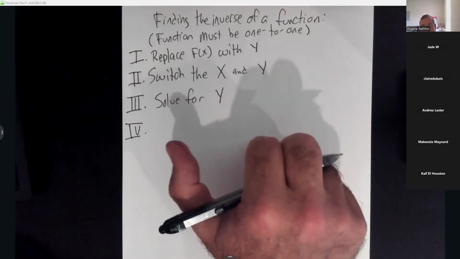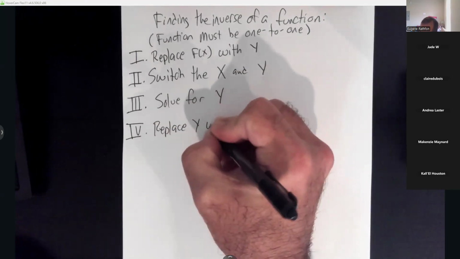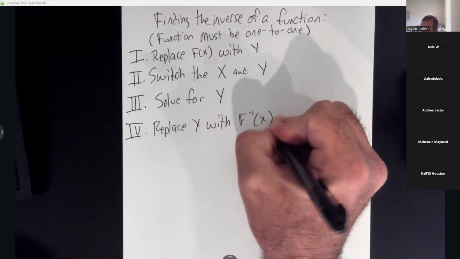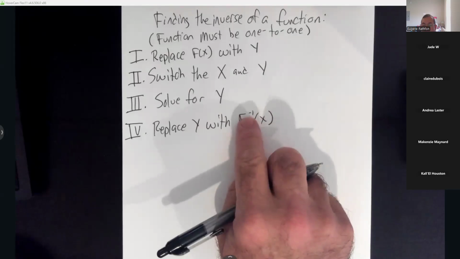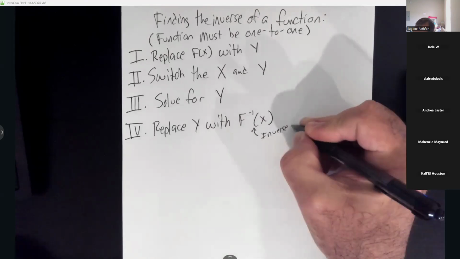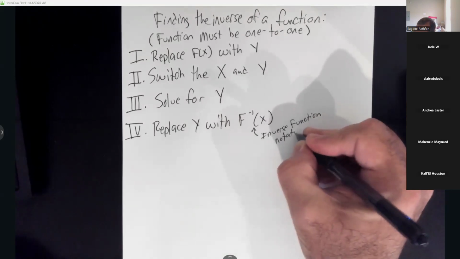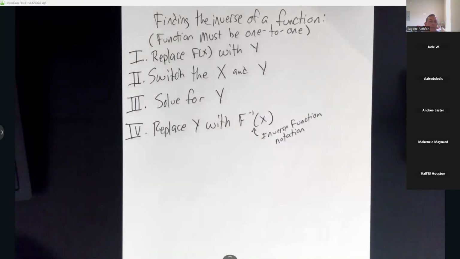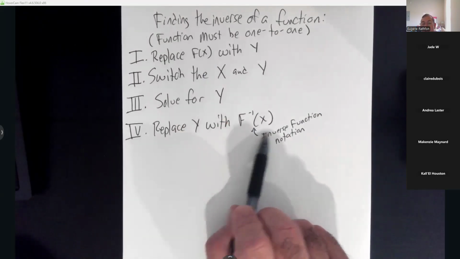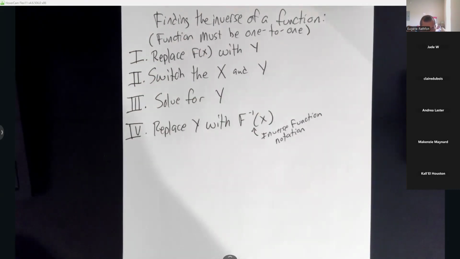And then once we got the new y solved for, we're going to replace y with f negative 1 of x. F negative 1 of x, this right here, is what we call inverse function notation. So f of x would be my original function. F negative 1 of x will be my inverse function. And y'all, that's what I want to do to these, okay?